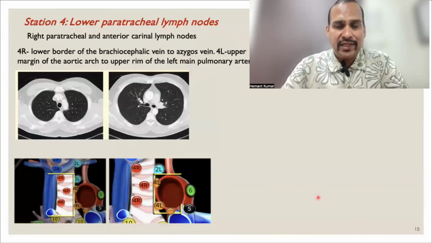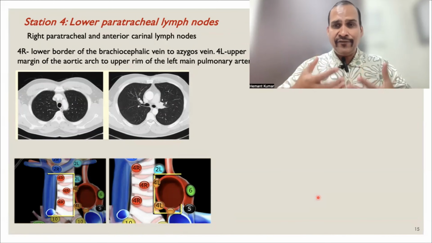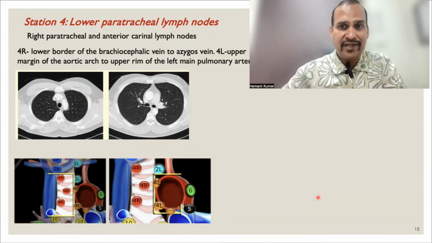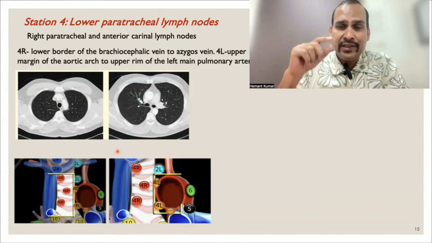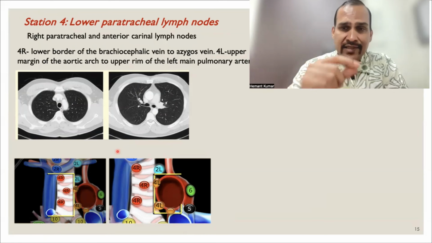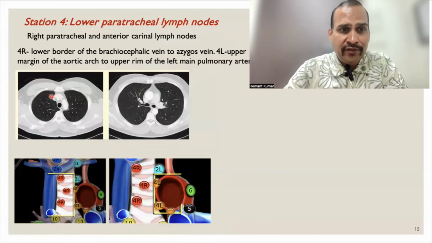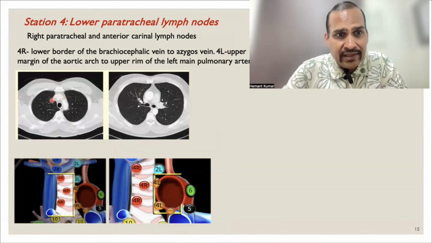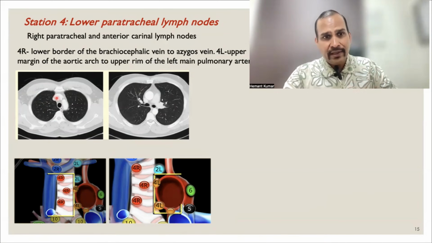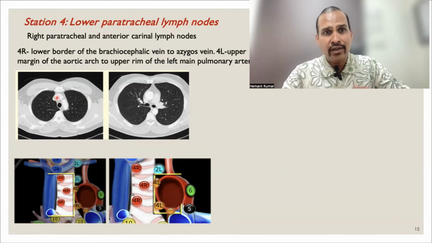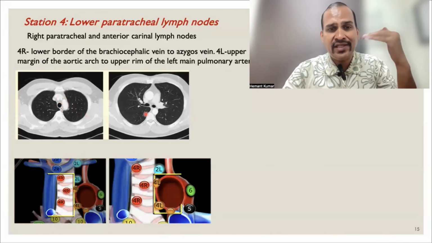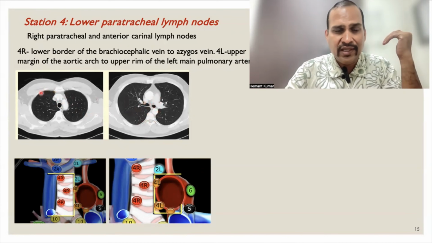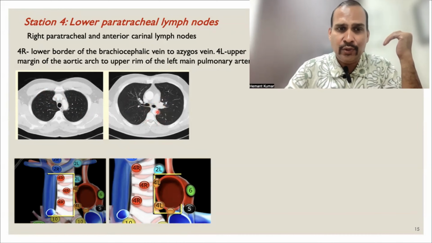Now coming to lower paratracheal. Lower paratracheal means the lymph node along the lower part of the trachea. Okay, so as I told you, 2R is there up to the border where the brachiocephalic vein crosses from right to left. So this is the brachiocephalic vein, this wide one. Below this area is 4R, or lower paratracheal. It extends up to the carina. It starts from the brachiocephalic vein to the carina. This is lower paratracheal, right side.